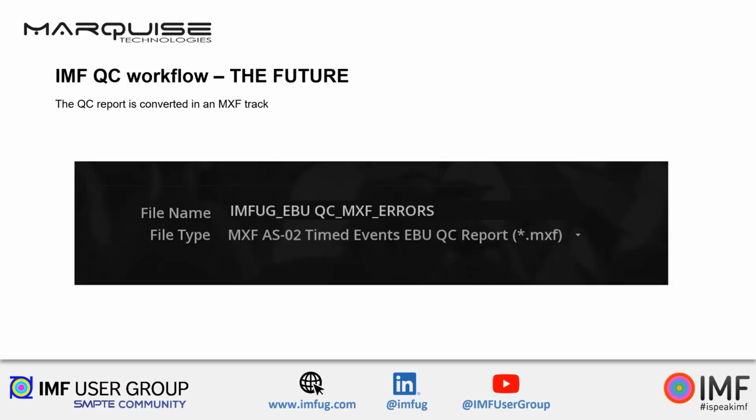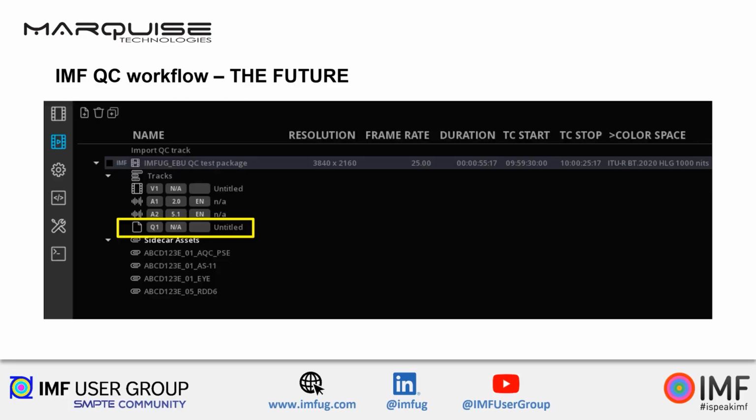So with EBU QC, we are currently working on what's next. And what's next is wrapping this EBU QC XML into an MXF track. Why would we do that? The first reason is that this MXF is directly synchronized with the CPL. It's synchronized with image, it's synchronized with audio, and it's not lost. It's not a sidecar that you lose sometimes.